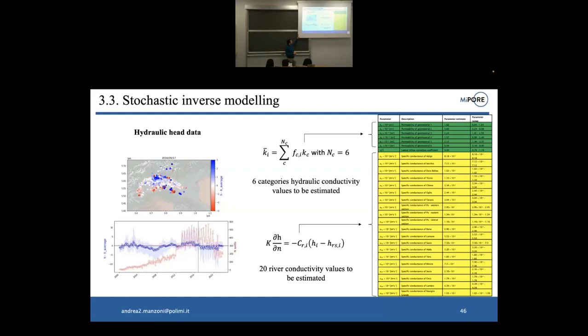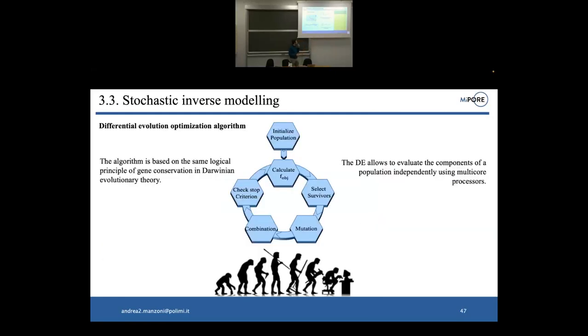Now let me talk about the inverse modeling phase. So in order to parameterize the model, we have used a unique dataset that's similar to what was done for the dataset of the hydrological data. It includes the data coming from the different sources of different regions. And the parameters that must be estimated are 27. 6 are related to the 6 geomaterial categories that we have used in phase 1. Then we have a parameter related to a correction coefficient for the lateral inflow. And we have the 20 parameters related to the riverbed conductance of all the 20 rivers that we have modeled.